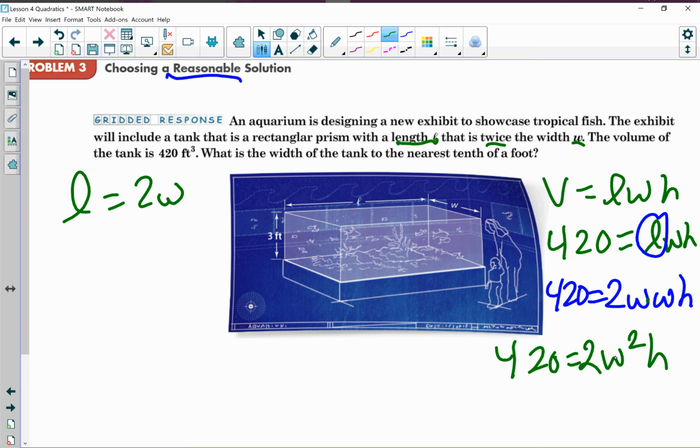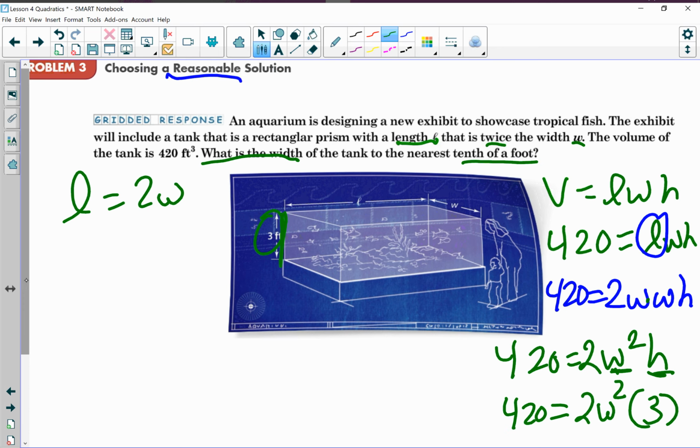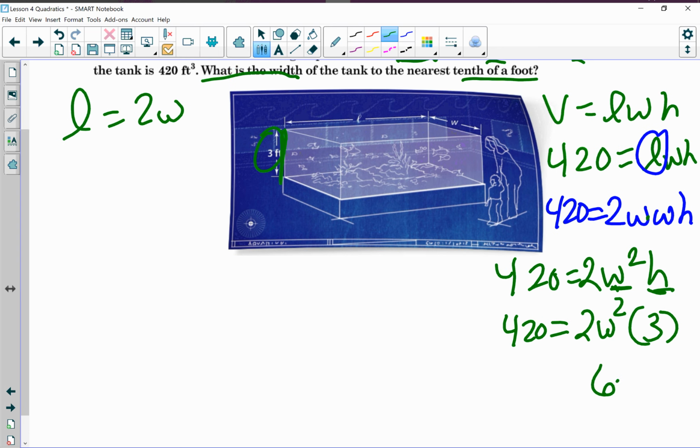So now I can go ahead and solve, and they give me some more information. So what I'm trying to solve for is W. What is the width of the tank to the nearest foot? Okay, so that means I have two variables, W and H. So they have to give me H if they want me to solve for the width, which they don't give in the words here, but they do give it in the diagram. It's 3. So I'm going to plug in 3 for that. So this is all multiplication in between here. So we could actually multiply 2 times 3 there and get 6W squared.